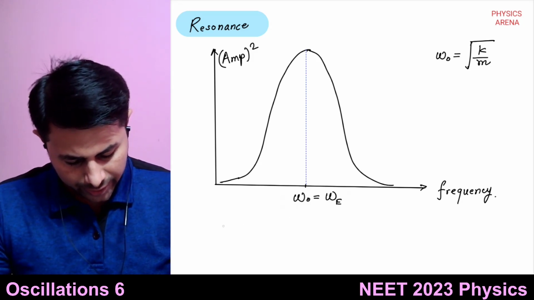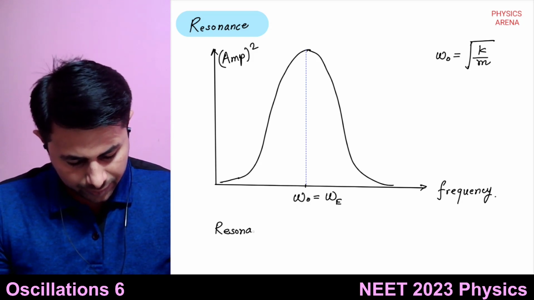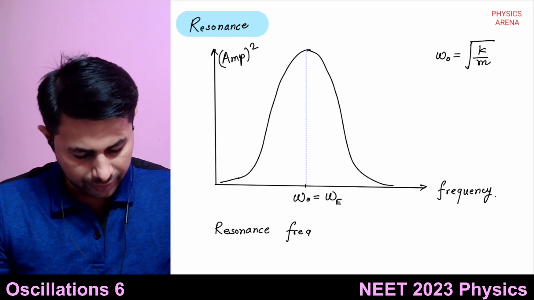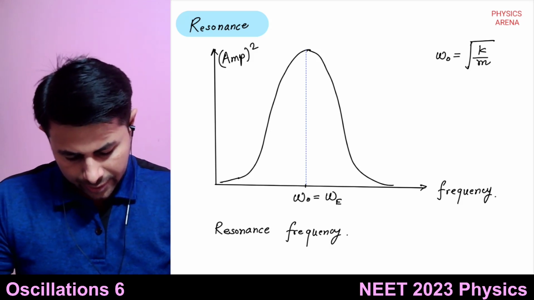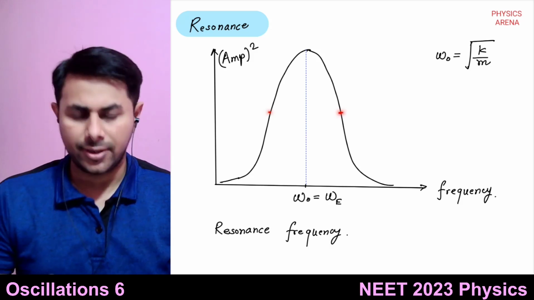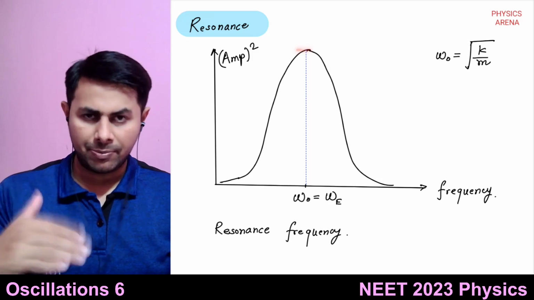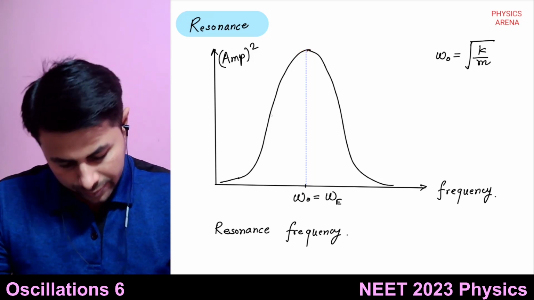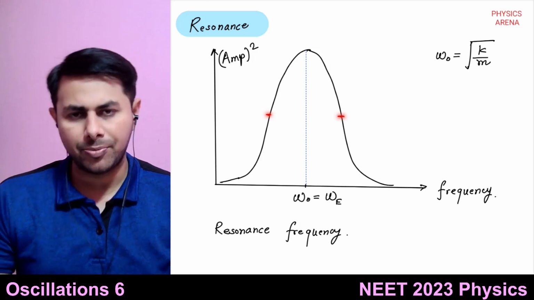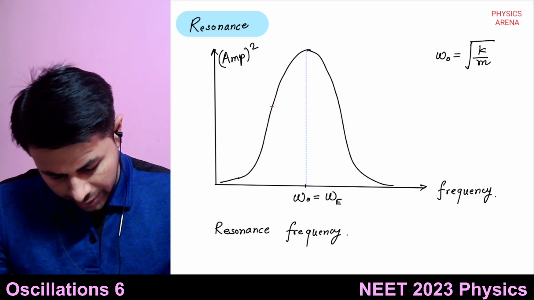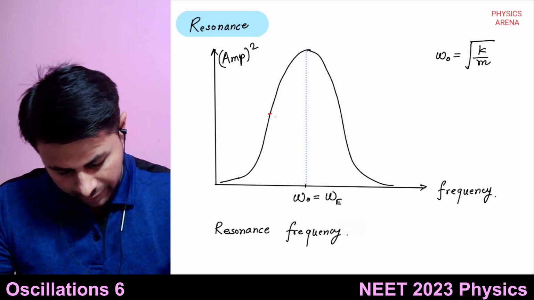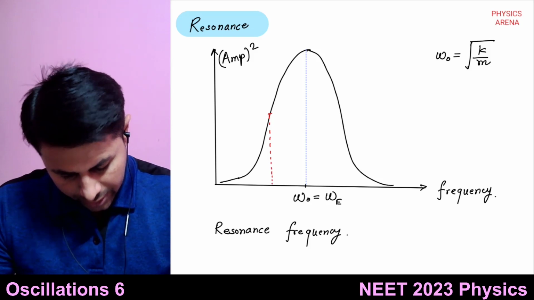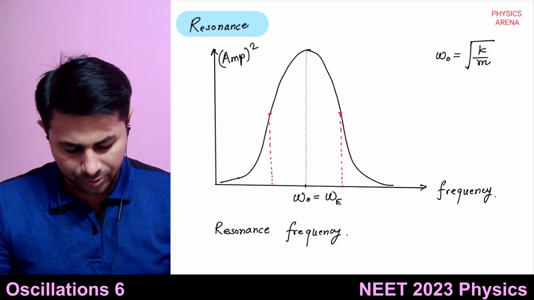This frequency is known as what? The resonance frequency. Okay, and then you have two more frequencies here. So this is the maximum value of amplitude square, and this is half of that value. Half would be somewhere here. So there are two frequencies corresponding to half of amplitude square.